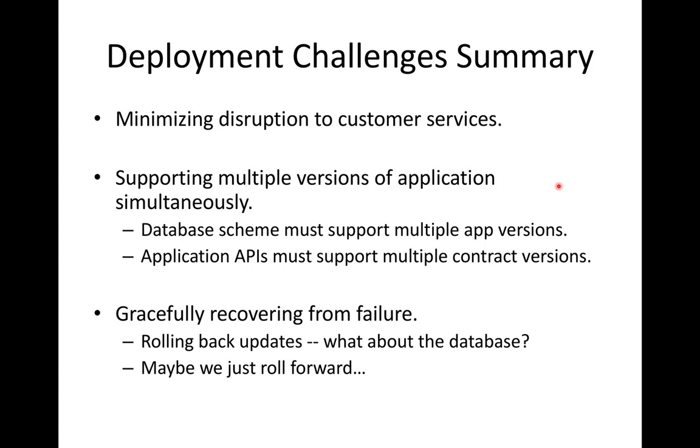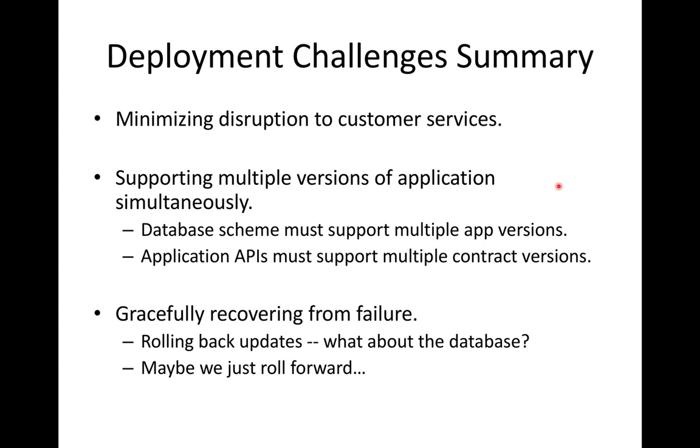How do we support multiple versions of our application simultaneously? If we have a rolling upgrade process, then we need to be able to support two different versions of our application. Now, if we have a blue-green deployment process, then our customers are only going to be accessing one version of our application at a time.